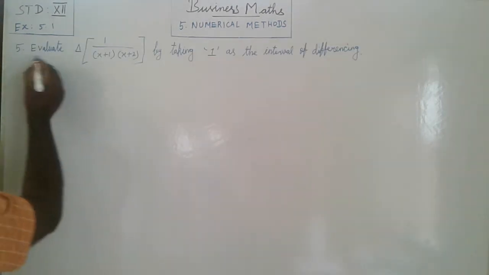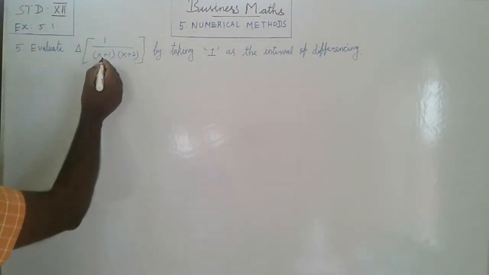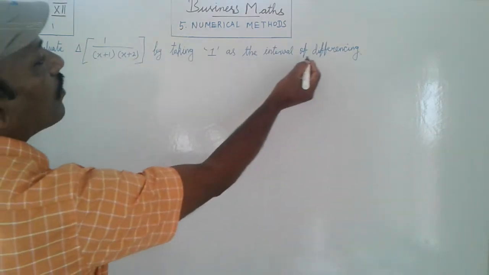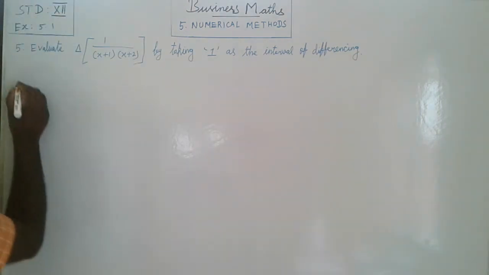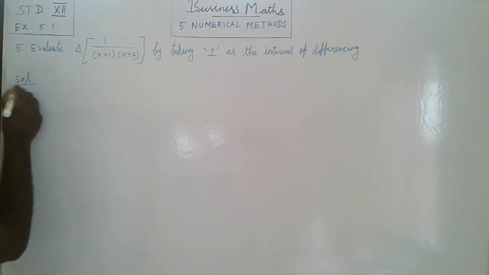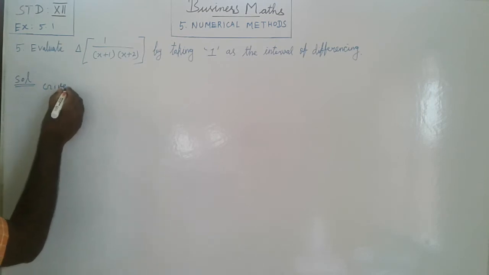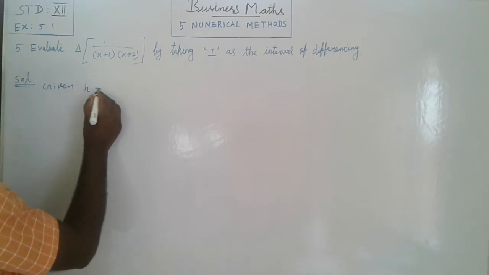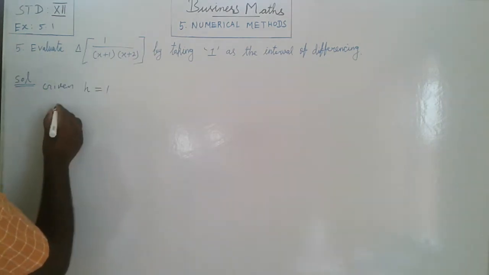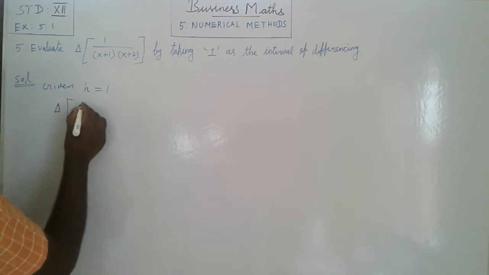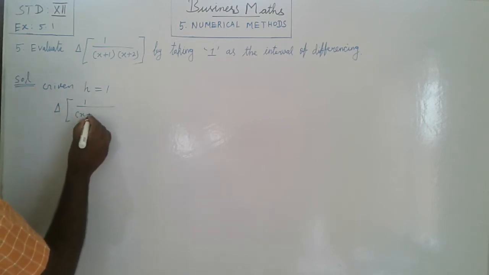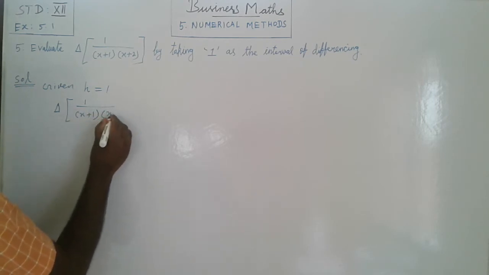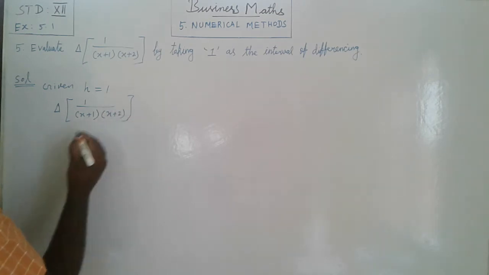Question number 5. Evaluate delta of 1 divided by (x plus 1)(x plus 2) by taking 1 as the interval of differencing. Solution. Given h equal to 1, the interval. Then delta of 1 divided by (x plus 1)(x plus 2), this value we should find out.